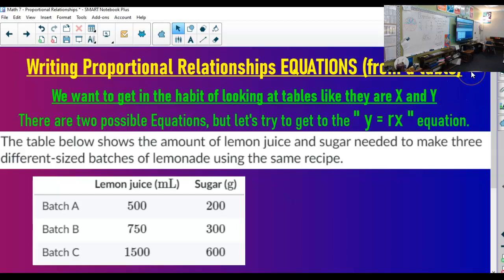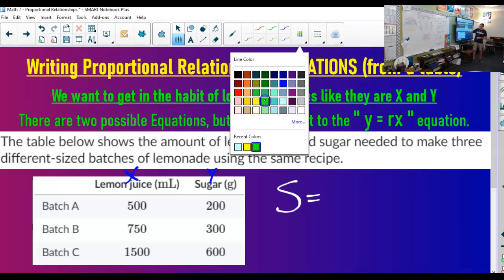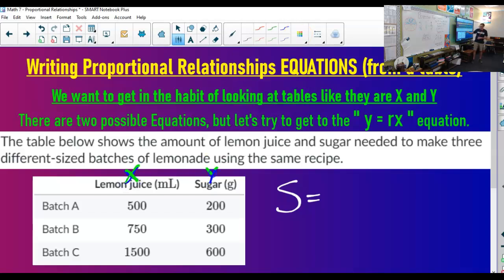Sugar compared to lemonade. If we're making batches of lemonade, we want to say the sugar we need is, this is like our x, this is like our y. I'm going to write those in a brighter color. Is sugar more than water? Or sorry, is sugar more than the lemon juice? Is it less? So if it's less, should we be multiplying by a big number or a small number?